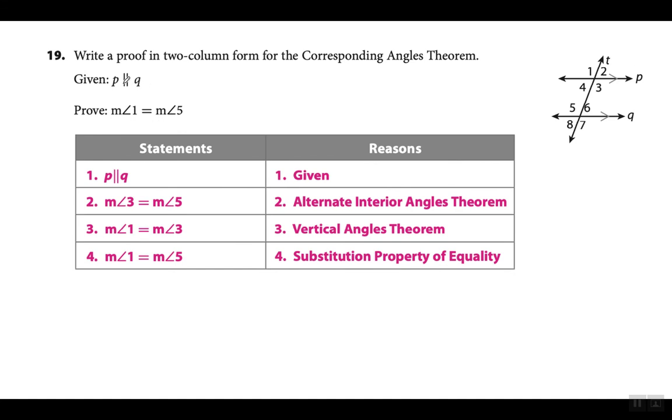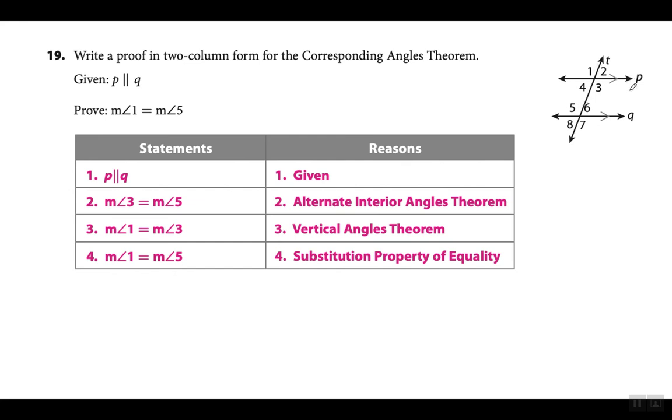Given that line P is parallel to line Q, la línea P es paralelo a la línea Q. So that's the first thing you put. That's your first statement, and given. Eso es lo primero que se pone, y given. Okay, so we got to prove that the measure of angle 1 equals the measure of angle 5.